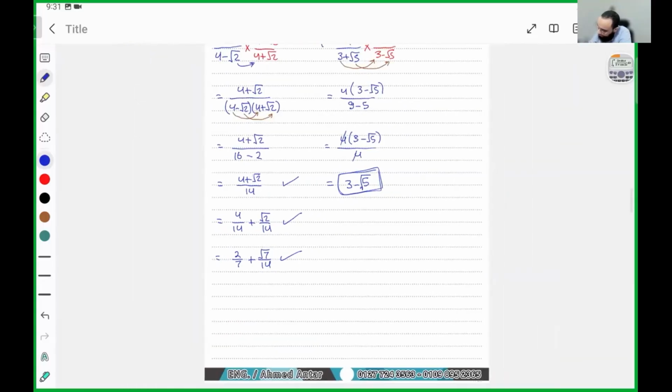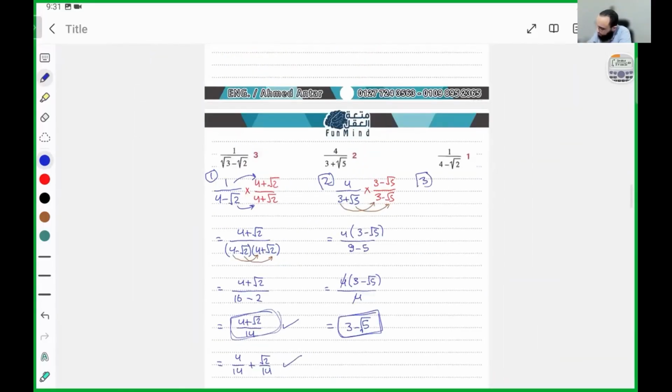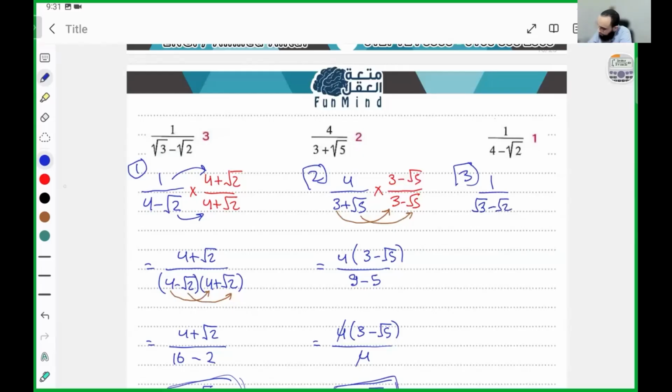And the last one, solve it with me also. You have to multiply by what? It's root 3 minus root 2, so it will be times root 3 plus root 2, like that. The denominator is with the subtraction, then you have to make it with the addition up and down.